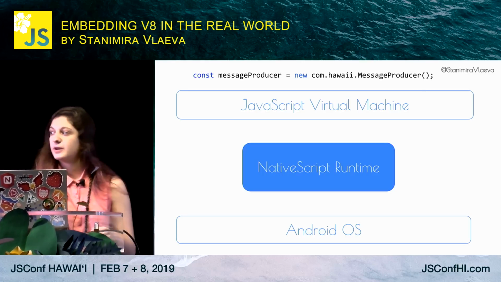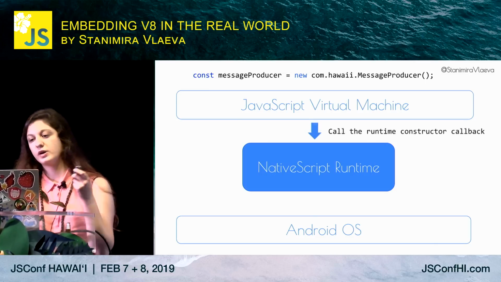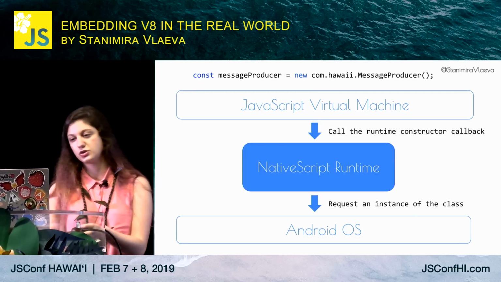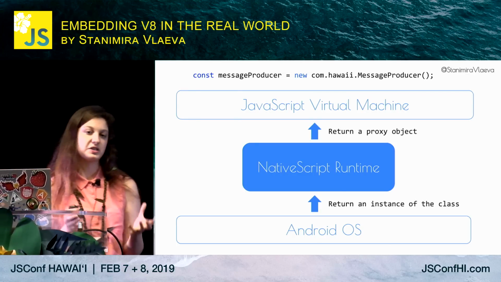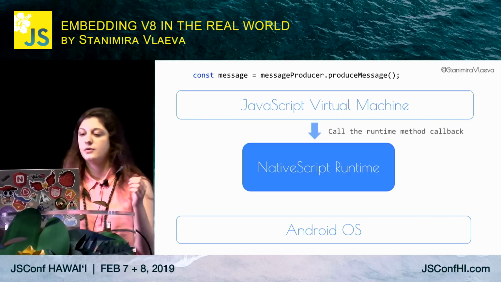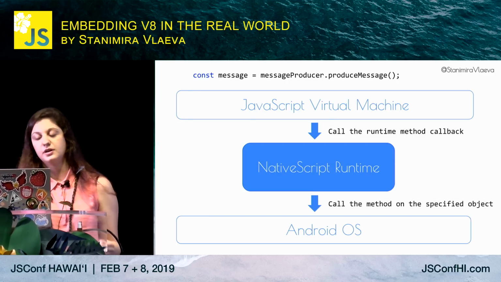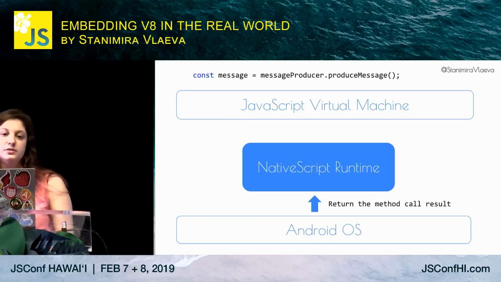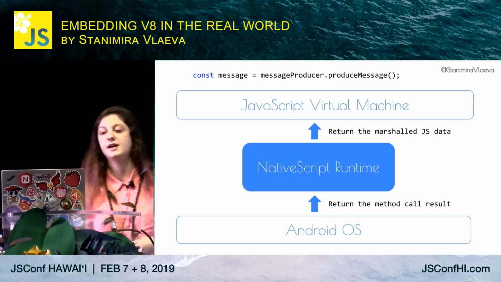Cool. So let's see very quickly how that works. We're trying to instantiate a new native object. We call the constructor callback. This requests an instance of the class from the Android virtual machine. We get back the instance of the class. We create a JavaScript proxy object and return it back. Then we try to call some method. We call the method callback that was attached on the proxy object. Then through the method callback, we call the actual native method. We get back the result from the Java world and then convert it to a JavaScript data format and assign it to the variable.